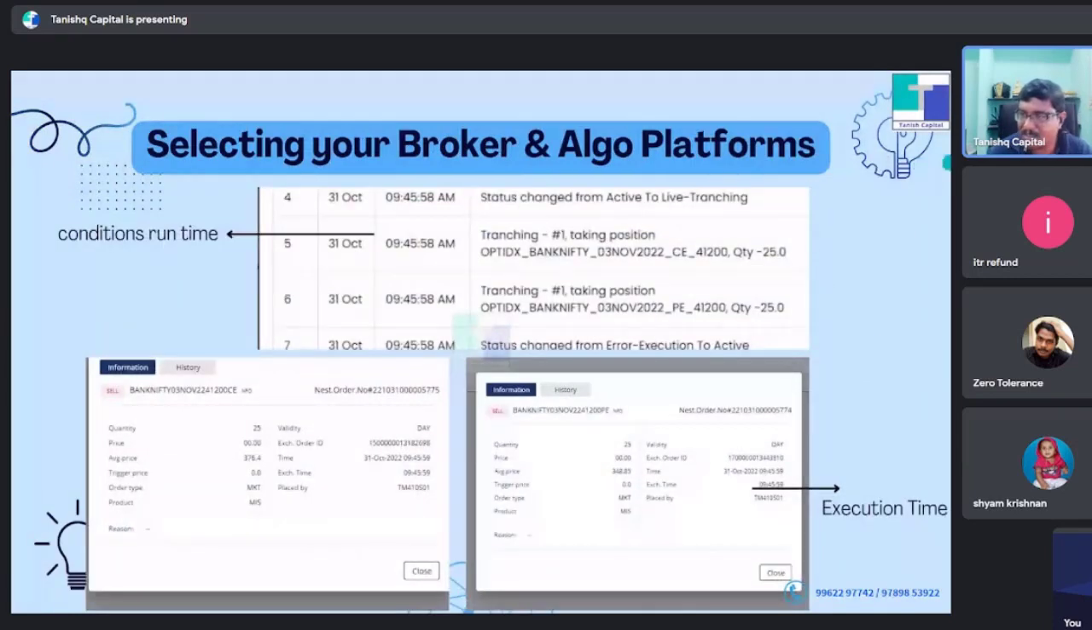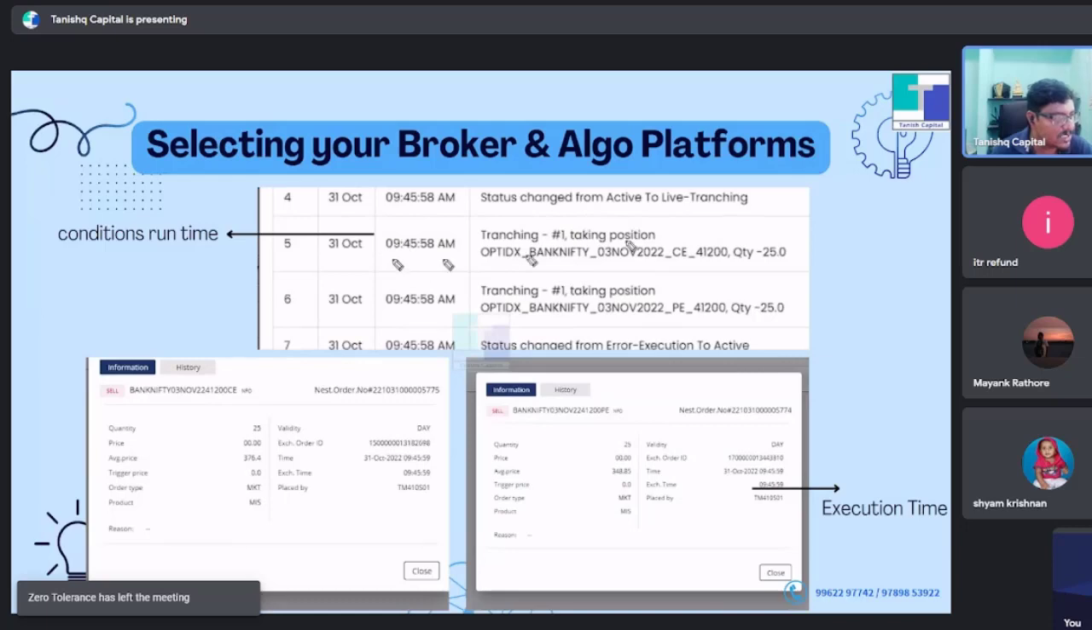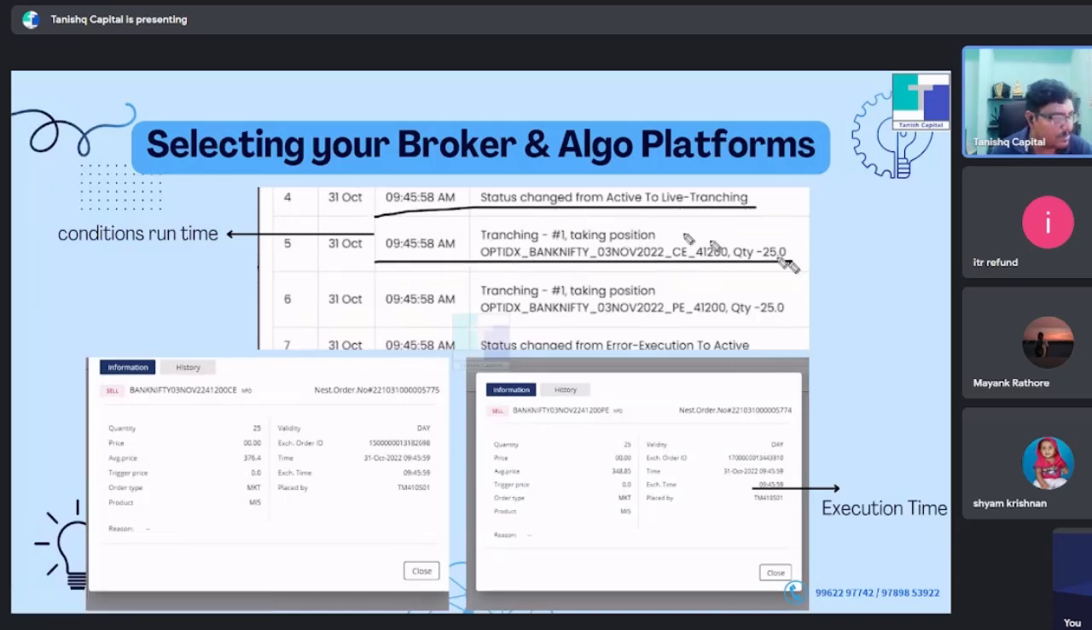And in selecting your broker, why do I need it hassle free? The conditions run in real time, because this is a TradeRun snap, where the conditions take the positions immediately. So your broker should also punch the order immediately, within 1 second. These are all the things you should concentrate on.